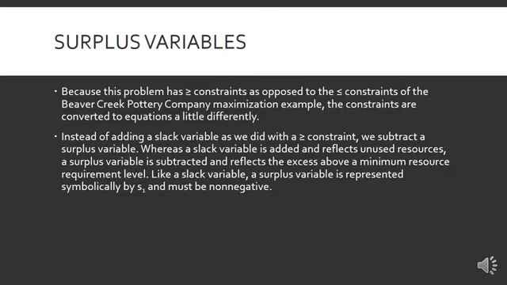Whereas a slack variable is added and reflects unused resources, okay, yun ang slack variable, yung mga hindi nagamit. A surplus variable is subtracted and reflects the excess above a minimum resource. Okay? Maliban pa dun sa minimum resource, ilan pa yung idinagdag. Yun yung ibig sabihin ng surplus variable. Like a slack variable, a surplus variable is represented symbolically by S1 and must be non-negative.